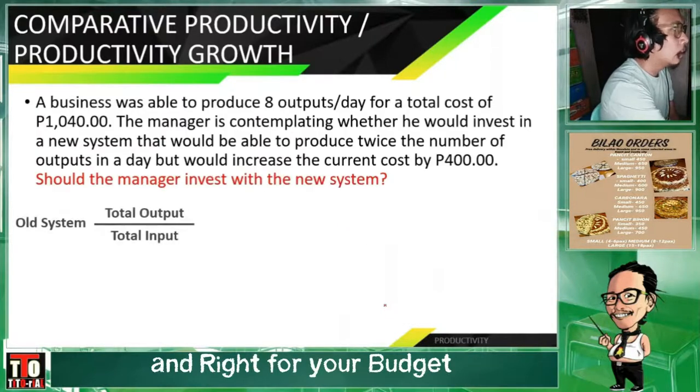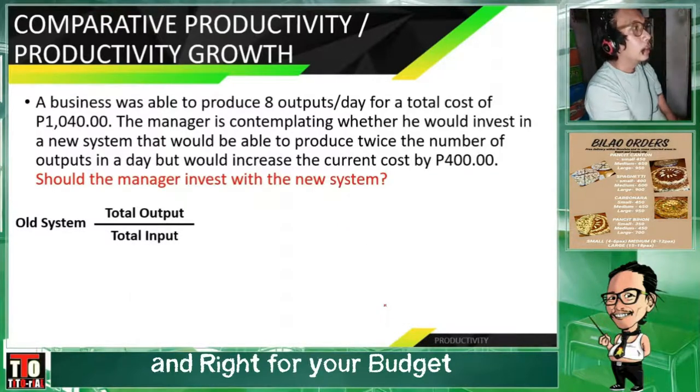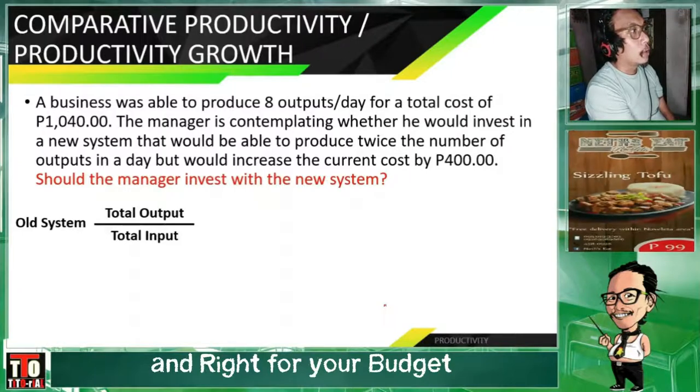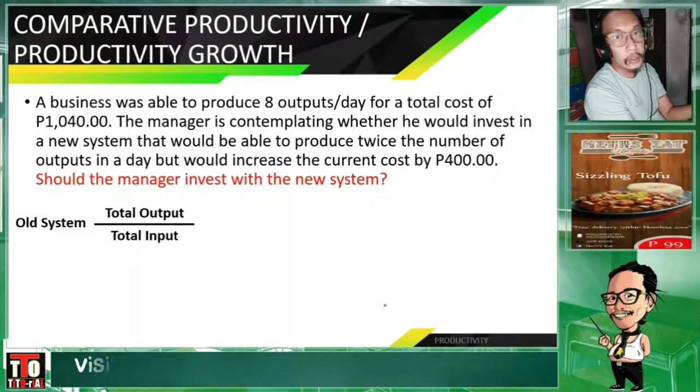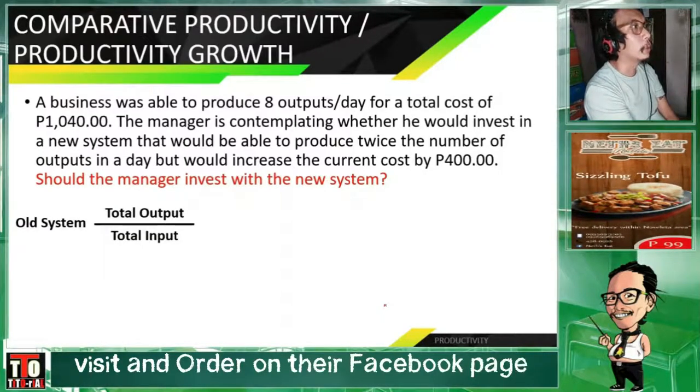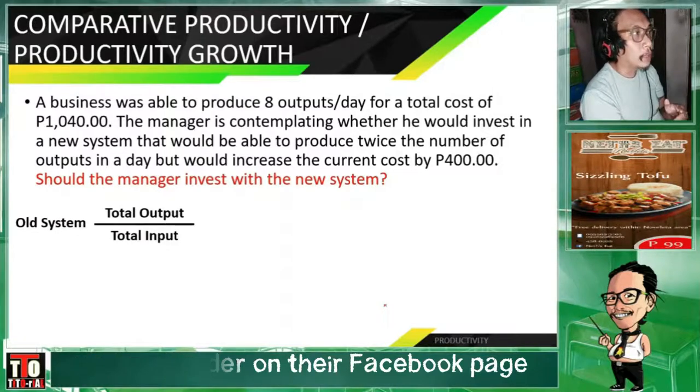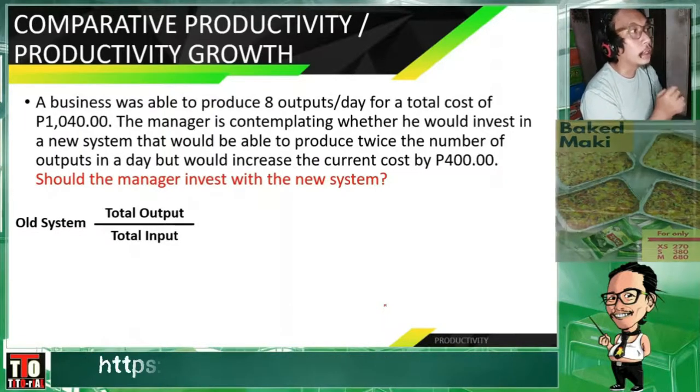Okay? Another example. A business was able to produce 8 outputs per day for a total cost of 1,040 pesos. So, dito, given na kung ilan yung total output and our total input. Now, the manager is contemplating whether he would invest in a new system that would be able to produce twice the number of outputs in a day. Gusto daw niyang i-increase na by 100% yung output in a day.